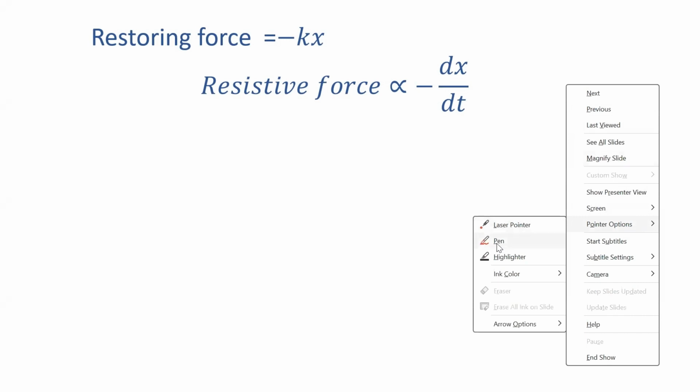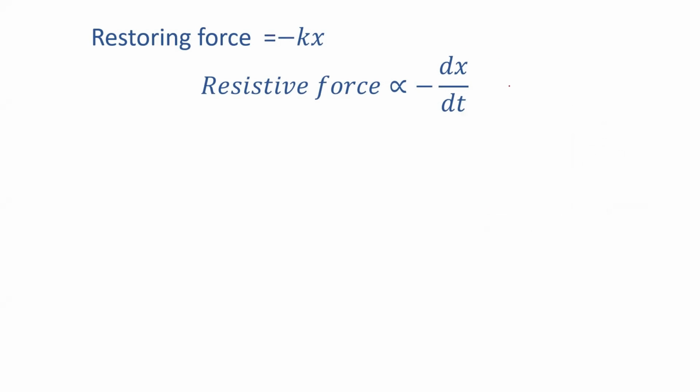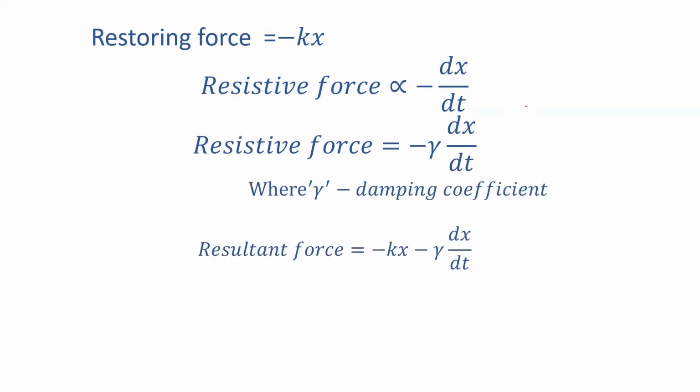The resistive force is directly proportional to the velocity, which we can write as dx by dt. We put the negative sign because it is opposite to the motion. That's why we put the negative sign. So now this proportionality is replaced by a constant gamma that is known as the damping coefficient. What is this gamma? Damping coefficient. Then what is the total force now? The total force acting here is the restoring force minus kx and the resistive force minus gamma into dx by dt. So the total force is minus kx minus gamma into dx by dt.